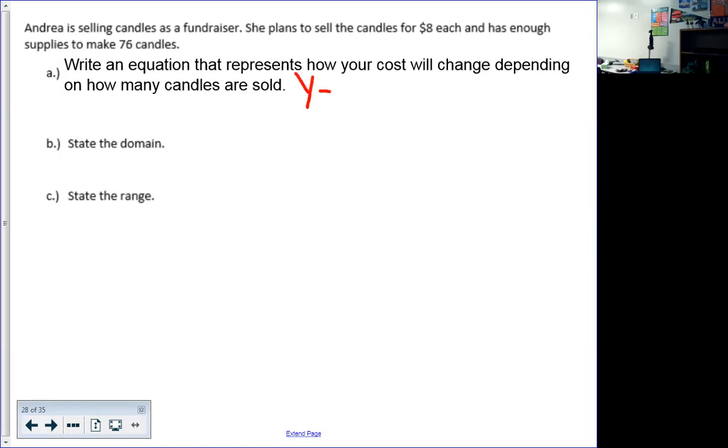All right, here's the equation you should have come up with, or something similar to this. Y equals 8x. I am not going to use the 76. That just tells me the most that she can have. It does not apply to my actual equation.